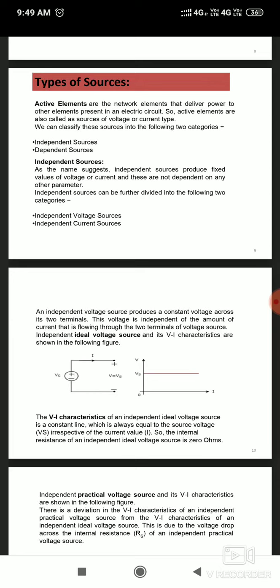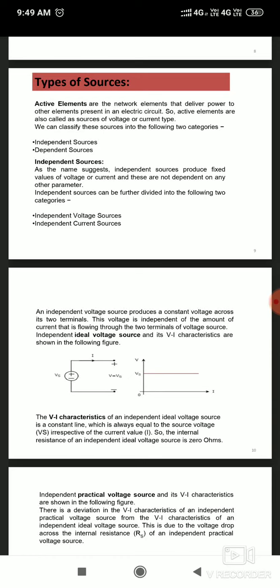It has its own value. It may be any value, but it has a fixed value. Suppose I take a 5 volt source, what is the value of that voltage source? 5 volt. If I am taking a current source and its value is 2 ampere, then 2 ampere is a fixed value, it will not change. Do you understand?